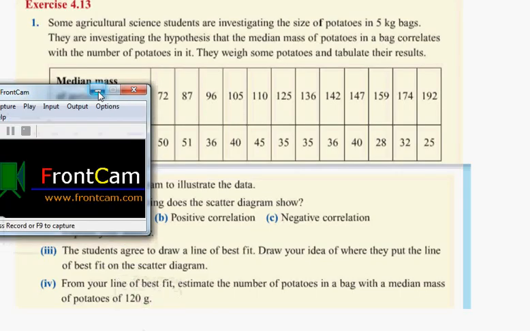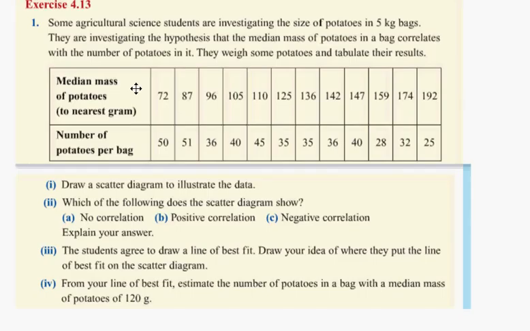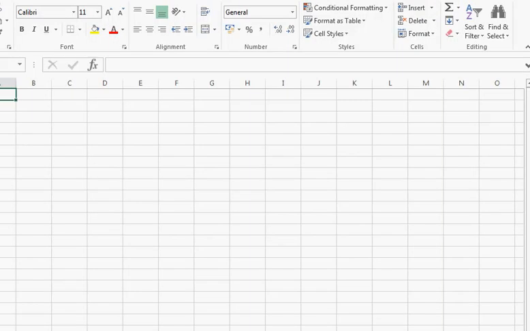Plot, okay? What we have is some agricultural students investigating the size of potatoes in 5 kilogram bags. They're investigating the hypothesis that the median mass of potatoes in a bag correlates with the number of potatoes in it. They weigh some potatoes and tabulate their results. It doesn't specify what the x and the y axis is here, okay? So what we're going to do is a scatter graph, okay?